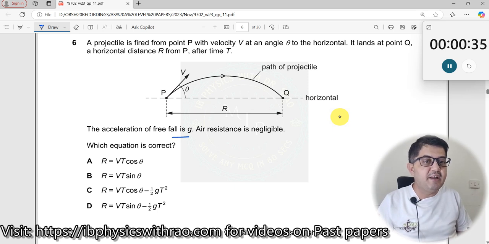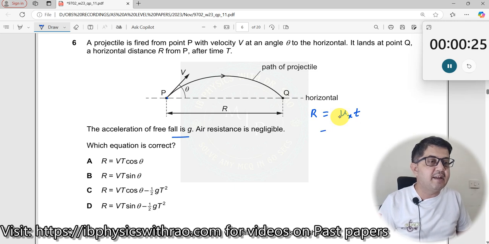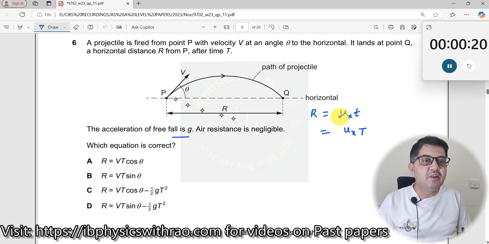That's the question. So he is relating the range to the given parameters. Now, how do you find range? Range r is equal to ux times t. You already learned that t is the time taken by the projectile to start from here and reach here, which is given as t, and you need to find the value of ux. How do you relate ux here?